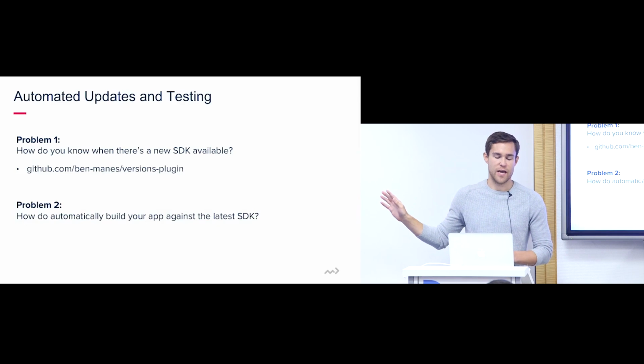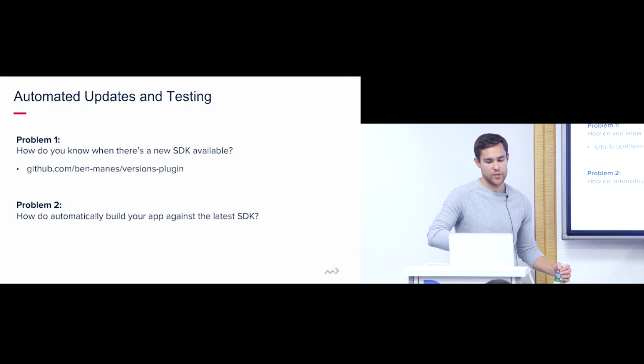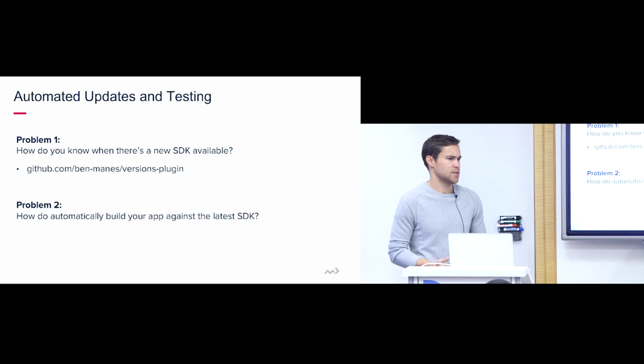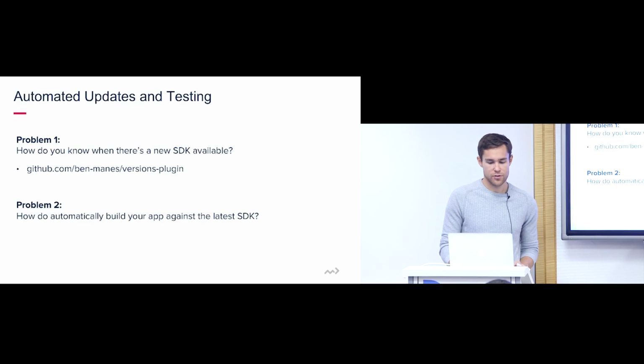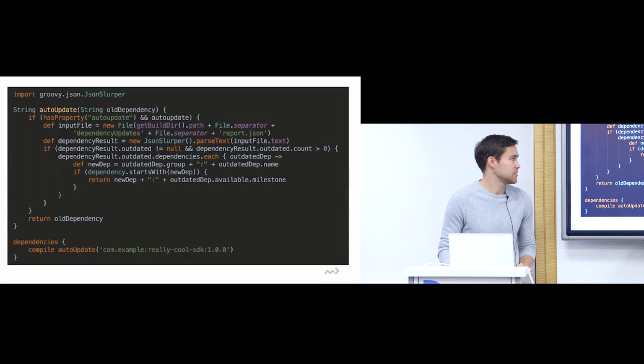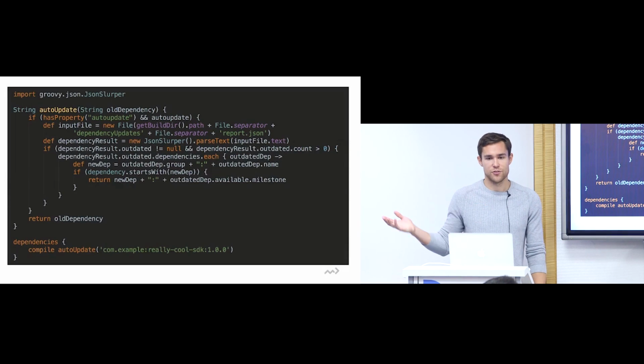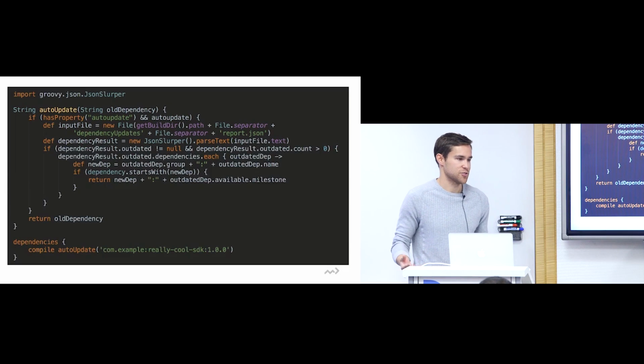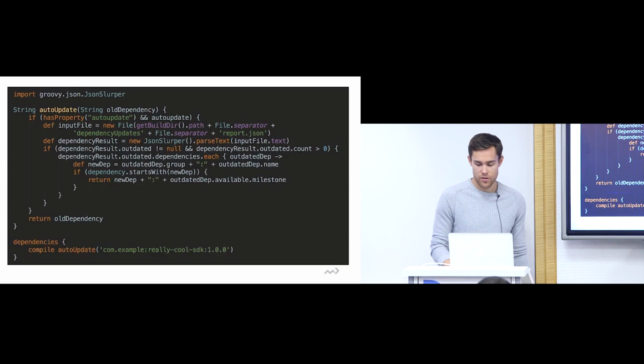So if you've sort of solved that problem, the next thing you can move on to is, how do you automatically build your app against the latest SDK? And so I'll show you a version of what we use at mParticle, which is just a custom Gradle task. So you can wrap your dependencies, for example, in some function that maybe parses the output of the versions plugin and basically just returns what the latest version is. So that's just a simple example.